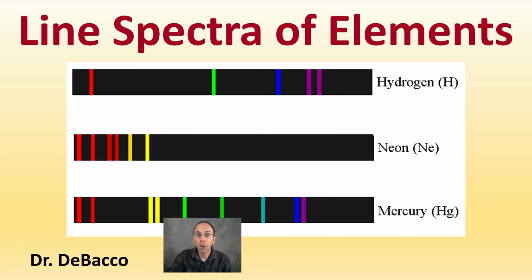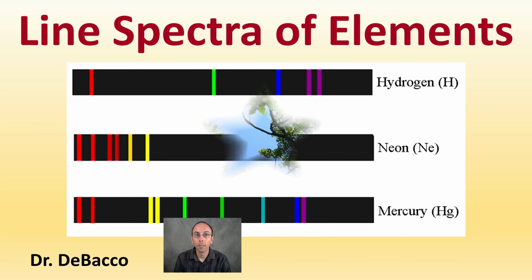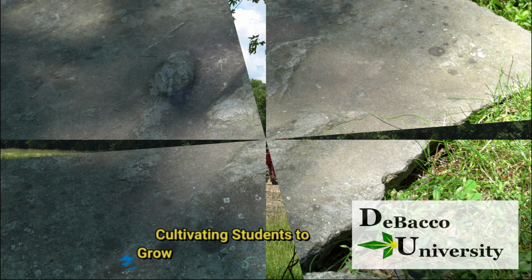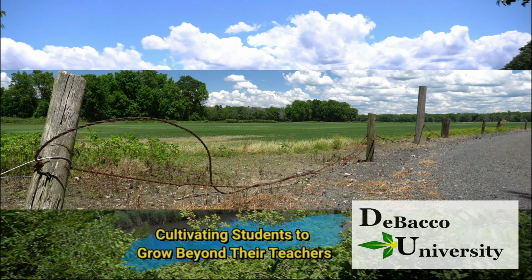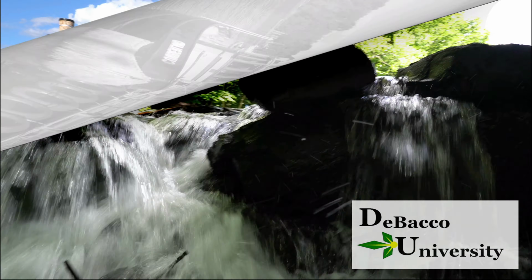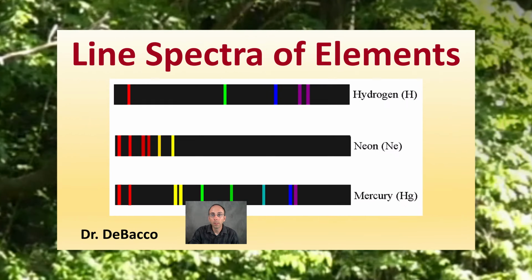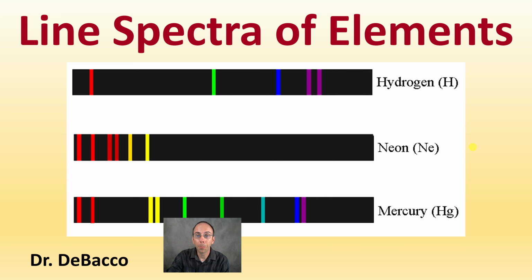Here on this DeBacco University video, I'm going to go over the different line spectra of the elements so you can see some comparisons and see how these essentially are the fingerprints for each individual element. All right, we can see some quick examples here representing hydrogen, neon, and mercury and how those line spectrums for these elements do differ.